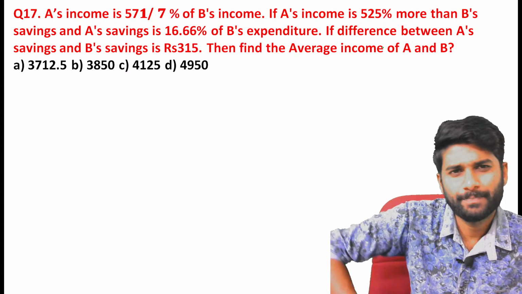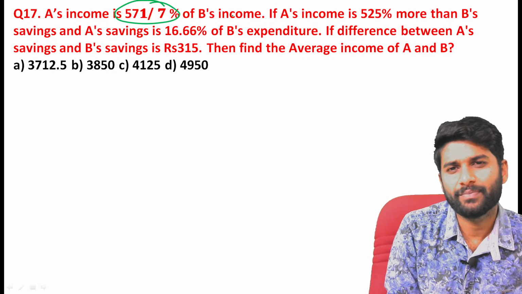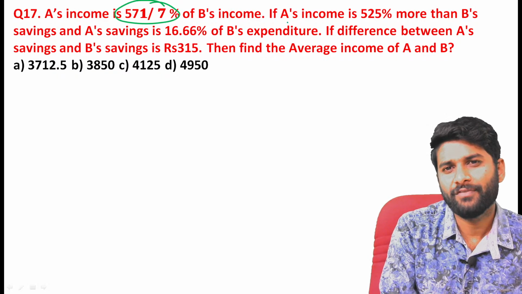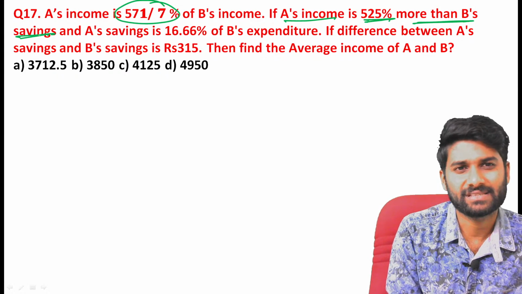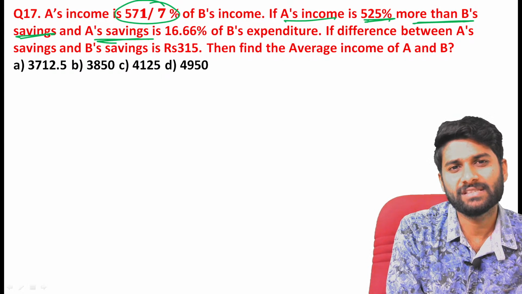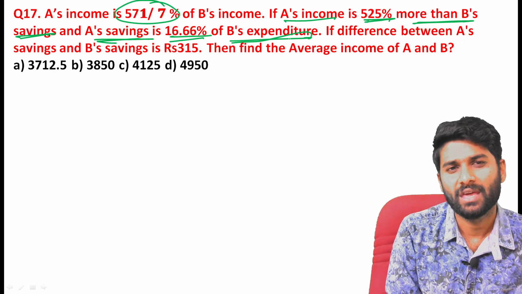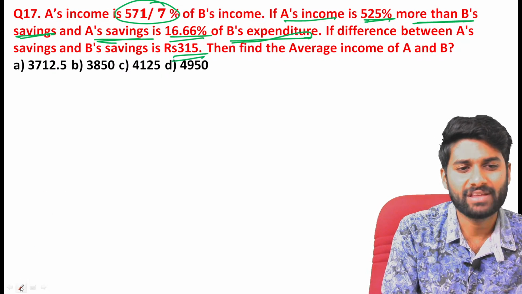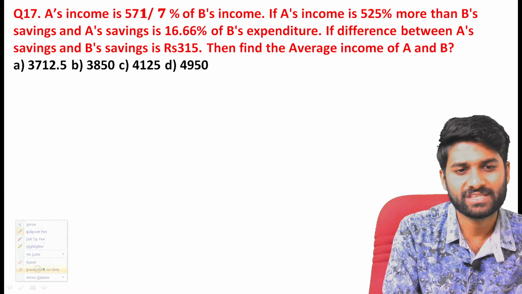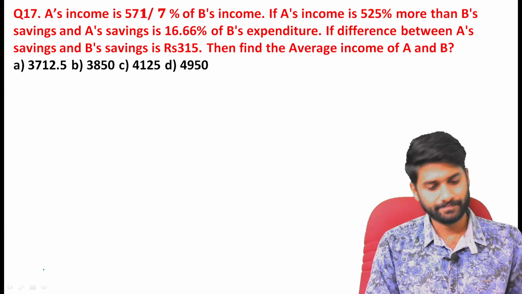Just go through the question. See, A's income is 57 1 by 7 percentage of B's income. If A's income is 525 percentage more than B's savings, comparison guys, if A's savings is 16.66 percentage of B's expenditure and the difference between their savings is 315, what is the average income of A and B? Just try it. So try this question, everyone.